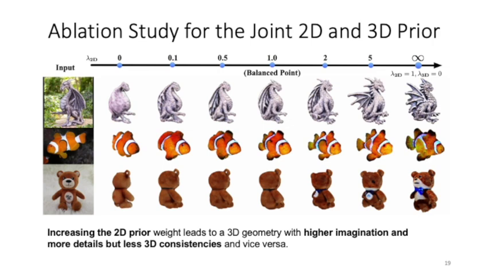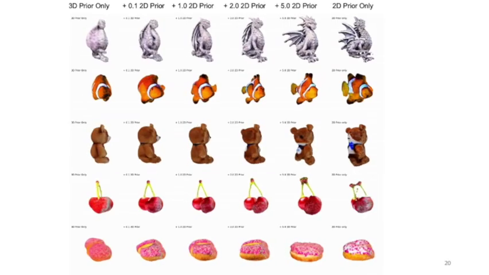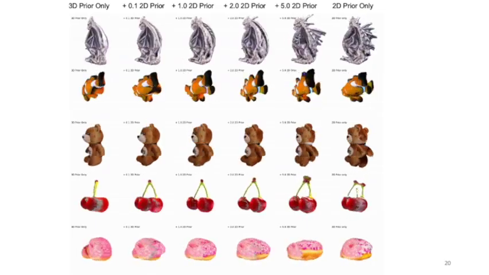Here we applied the trade-off hyperparameter lambda 2D, which leads to higher imagination and generative power when we increase it, but less 3D consistency, and vice versa. Here is the video for immersive visualization.